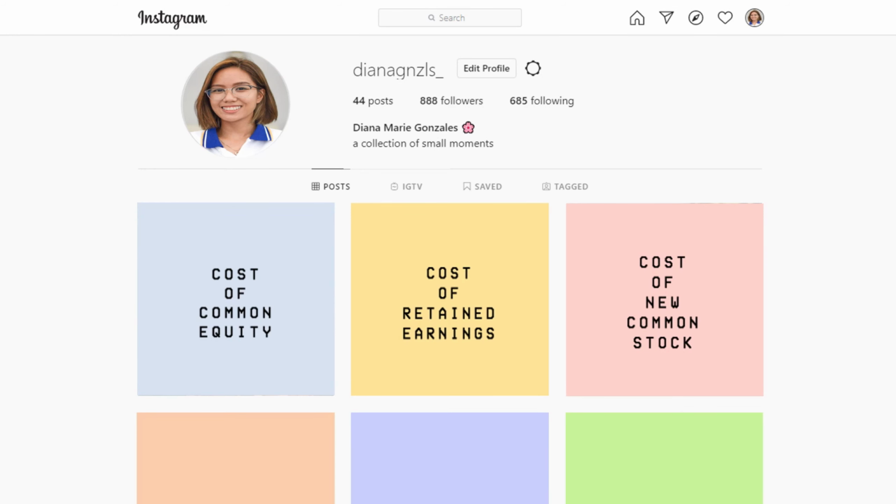Good day everyone! Today we're gonna answer problem 10-7, Cost of Common Equity with and without flotation. So now, let's have a brief explanation about cost of common equity.